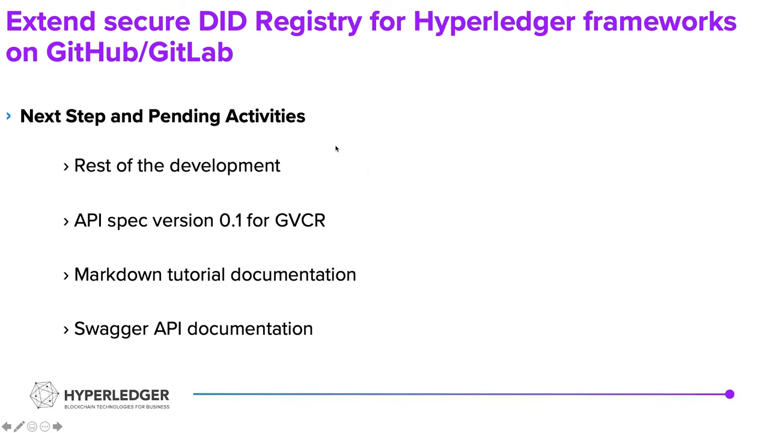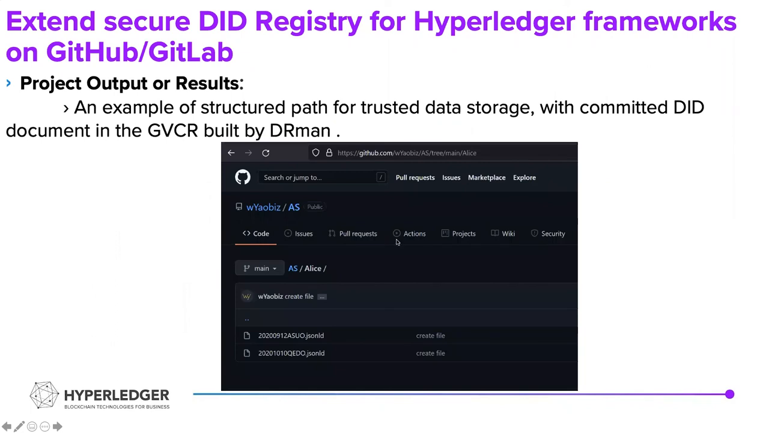So these are some pending activities that we're going to do next time, which is the rest of the development, and also the API specific API list, and also our markdown tutorial document, and Swagger API document. This is just a screenshot that shows the repository that we use the script to build.